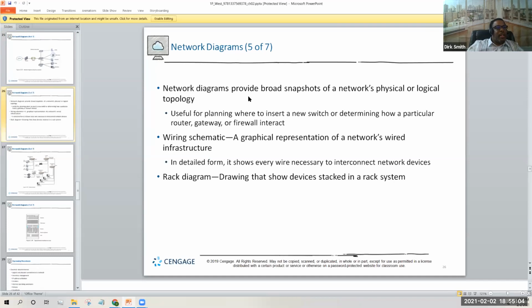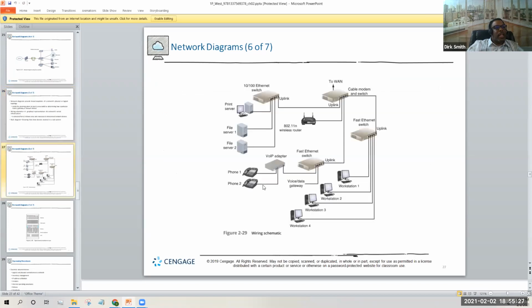Network diagrams provide a broad snapshot of network physical and logical topologies, useful for planning where to insert new switches and determining how a particular router, gateway or firewall all interact. Wire schematics are the geographical representation of network wire infrastructure, and then you've got rack diagrams as well. So if you get a rack diagram, this is what you have, and this is kind of what I was talking about. You've got workstation 14321 here.